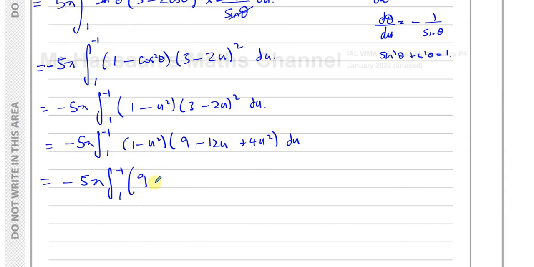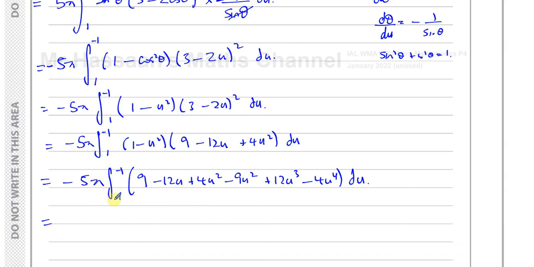And 1 times minus 12u, which is minus 12u. And 1 times 4u squared, which is 4u squared. And then u squared times 9 minus u squared times 9, which is negative 9u squared. And negative u squared times negative 12, which is plus 12u cubed. And then negative u squared times 4u squared, which is going to be negative 4u to the power of 4. And that has to be integrated with respect to u.